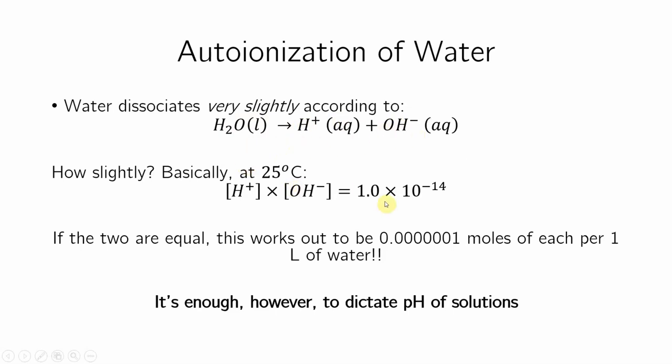At 25 degrees Celsius, we have this autoionization constant called Kw, K subscript W. It is given as the concentration of H times the concentration of OH, and it is this small amount, meaning that if they were equal, you would get 0.00000 whatever 1 moles of each one of these per 1 liter of water. That's tiny. That's why you don't really notice that. If I get a cup of water, you're not gonna start drinking H pluses and OH minuses. You're not gonna start seeing them. It's very small, but it's enough to help us dictate what the pH of a solution is. And let's see exactly what that is.